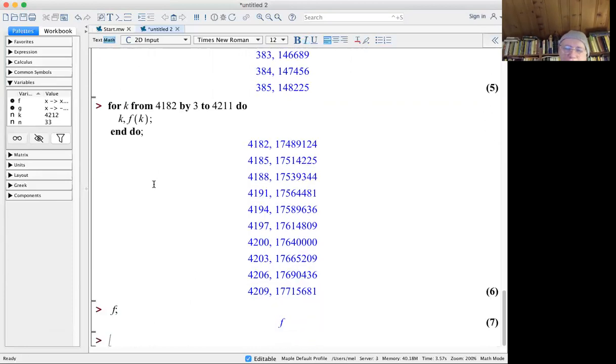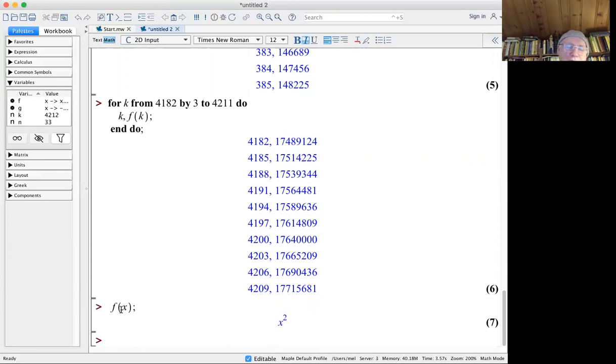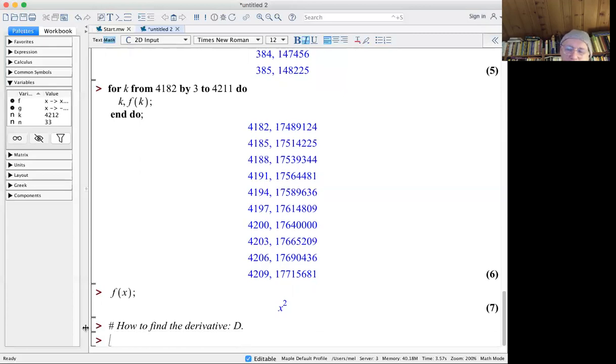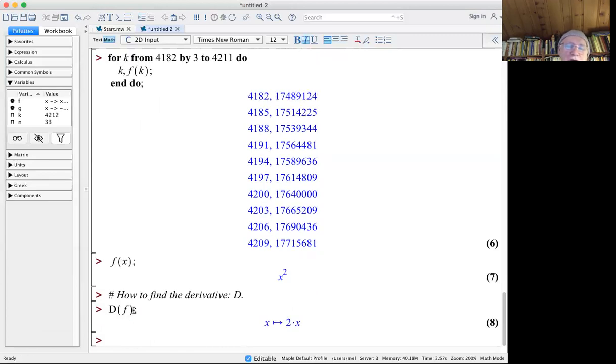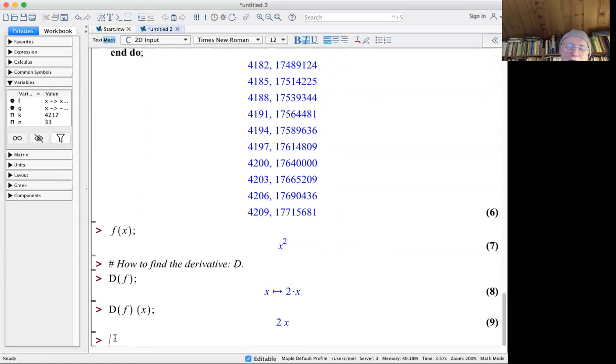Remember, we have our function f. What is f of x? X squared. How do we find the derivative? You use the letter d if you're dealing with a function. So if I say d of f, that's the function, x goes to 2x. If I write d of f at x, that's the derivative of x squared, it's 2x.